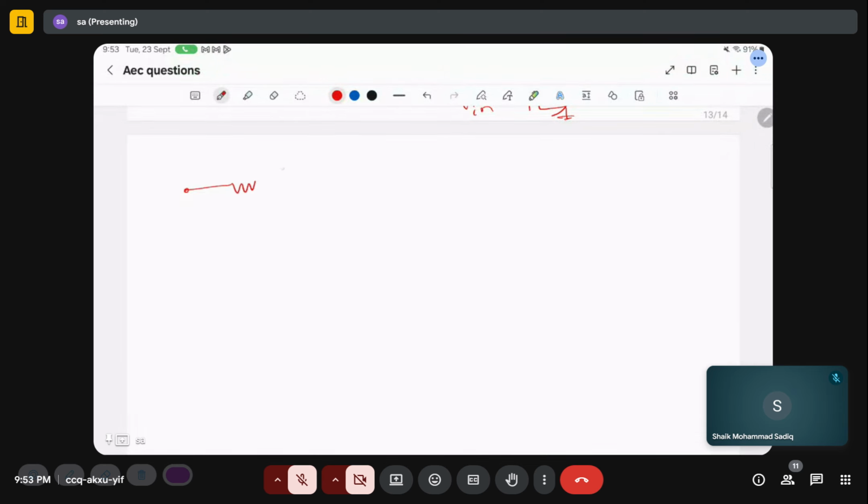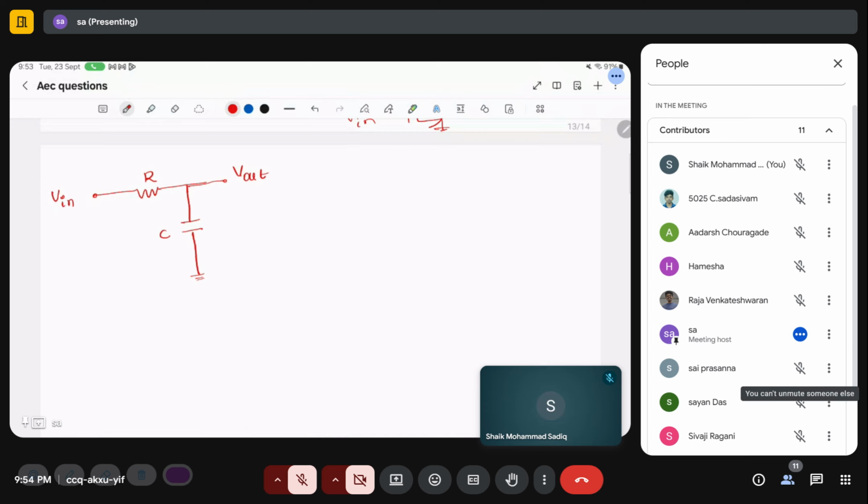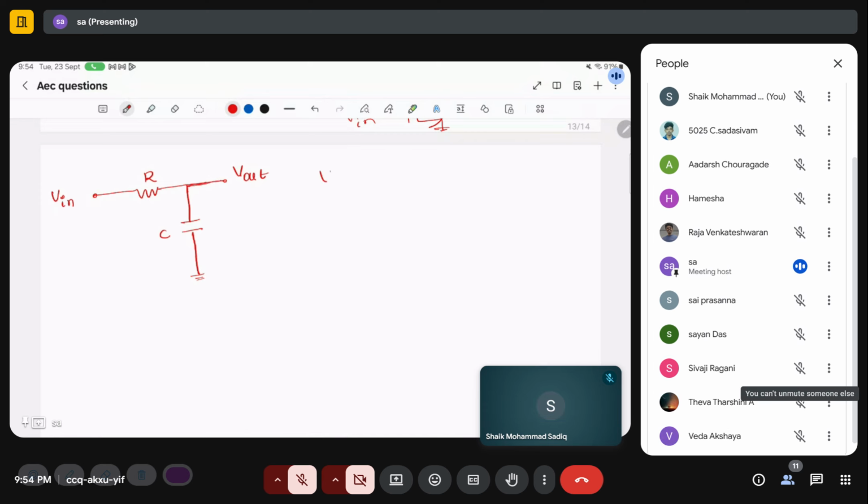Let us say you have this C, Vin, Vout. What is the transfer function?